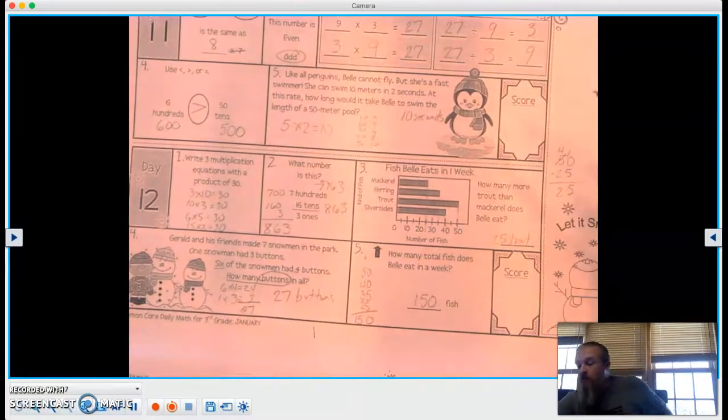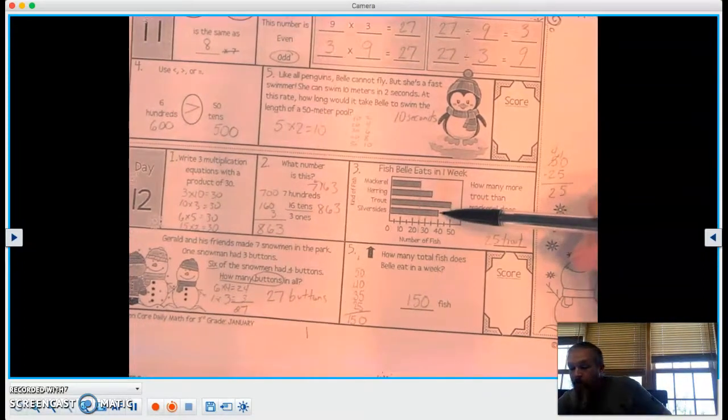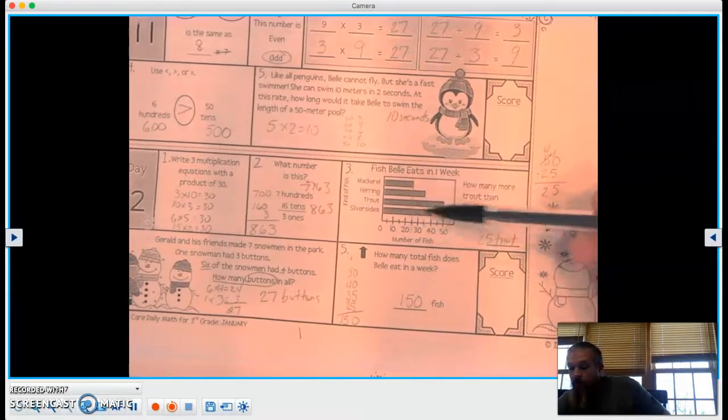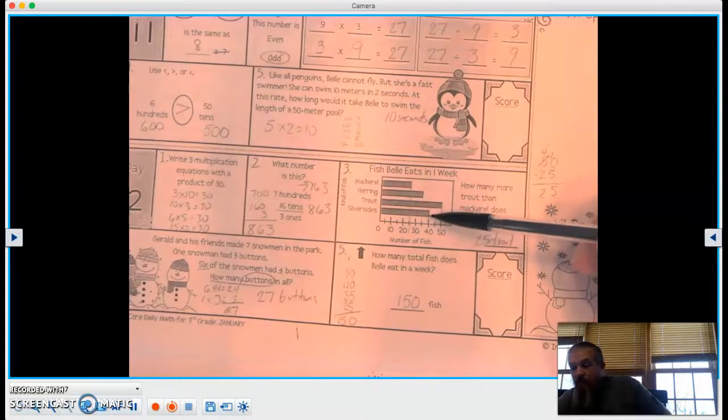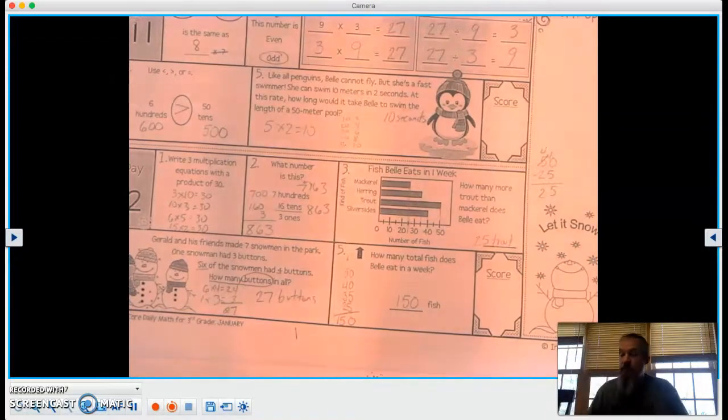150 fish. Again, there's 50 and 40. There's 25 and 35. So 25 and 35 is 60, plus 40 is 100, plus 50 is 150 fish.